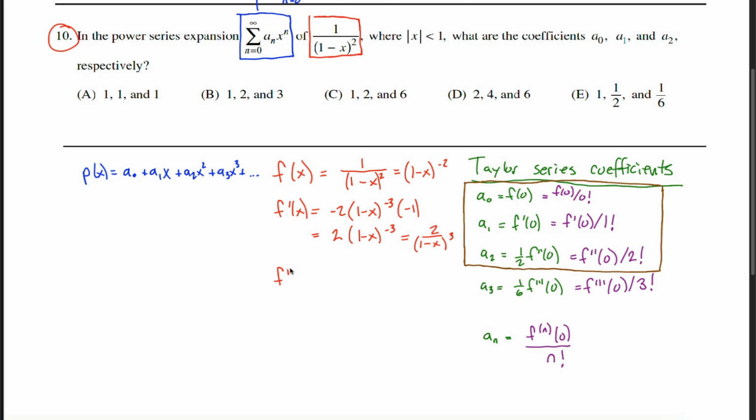I'm also going to need the second derivative. That's just the derivative of the derivative. Use whichever of these forms you like the best. I kind of like this one the best. If I take the derivative of this form, I leave the 2 alone, bring the negative 3 down in front. That gives me negative 6 times 1 minus x to the negative fourth power. But again, I'm not done. I have to multiply by the derivative of the inside function, which gives me another negative 1. The second derivative of f is just equal to 6 times 1 minus x to the negative fourth power. In other words, 6 over 1 minus x to the fourth.